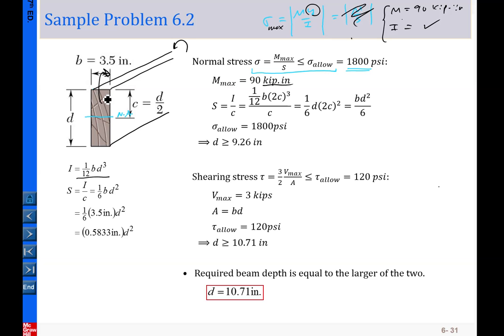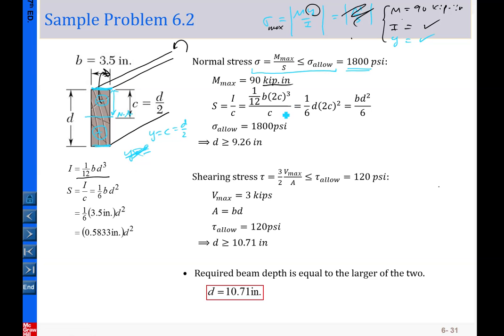So in this case, you can see the maximum stress is either here or here. Actually, this is in compression and this is in tension. So basically, Y is simply equal to C, which is half of the height. So Y equals C, equal to D over 2 here. Okay, so Y we determine here.